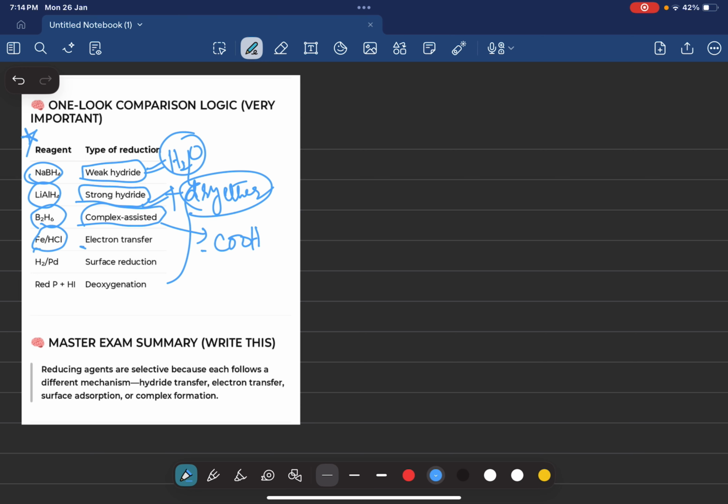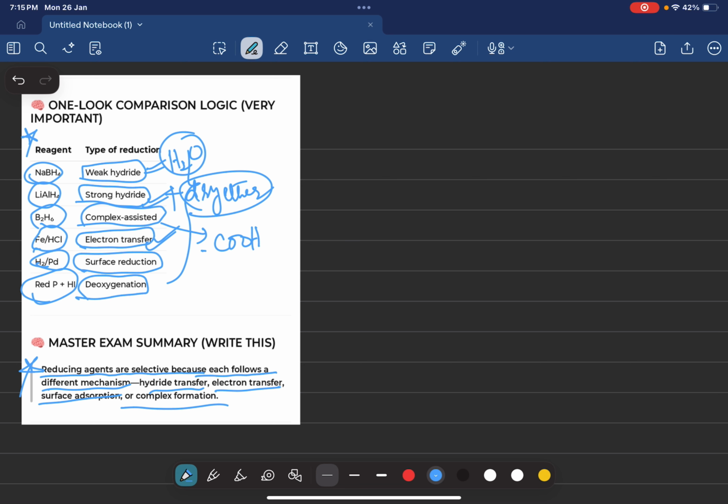Fe plus HCl is a better reducing agent for NO2 to NH2 conversion. This happens through an electron reduction process. H2 Pd is a surface reduction process, H2 Pd, Ni, all those things. And red phosphorus and HI is deoxygenation, so it removes oxygen and reduces it. The overall important point to understand is that reducing agents are selective because each follows a different mechanism. Hydride shift happens, electron transfer happens, surface adsorption happens, or complex formation happens. So this is overall the reducing agents and related reactions and mechanisms, students.